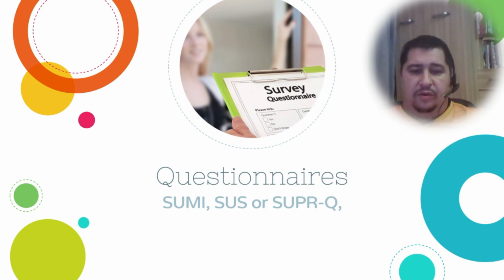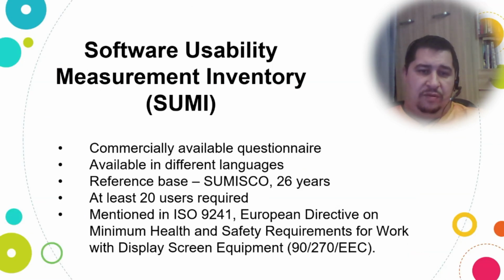And last but not least, questionnaires. You have those questionnaires to determine the usability, and I'm going to give you three of those. The first one is software usability measurement inventory, which is the de facto standard for 26 years. It is mentioned in the ISO standard as well as in European directives, and it is commercially available.